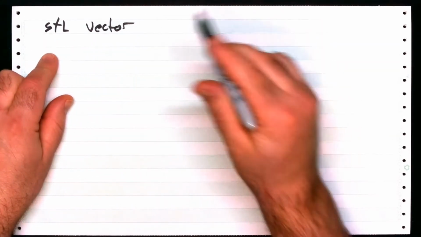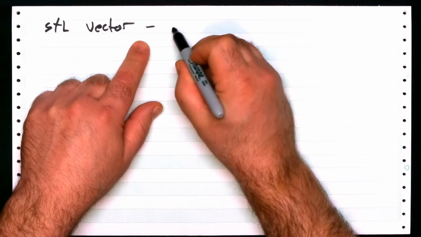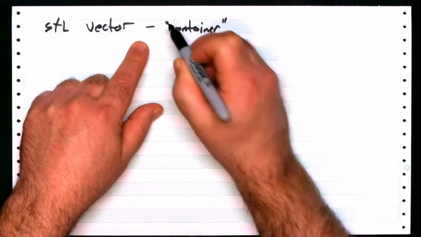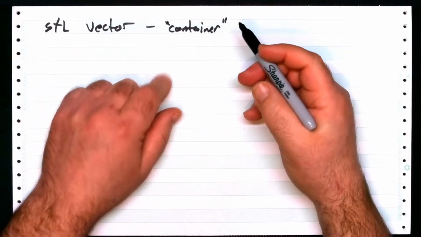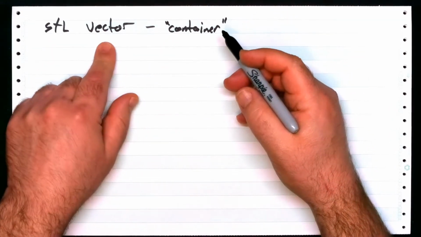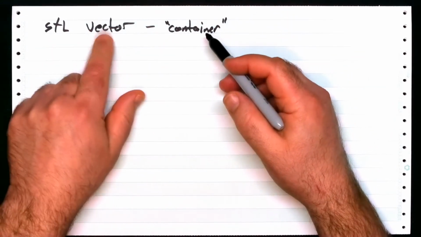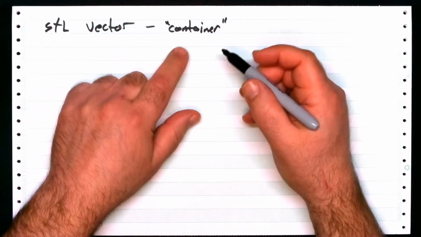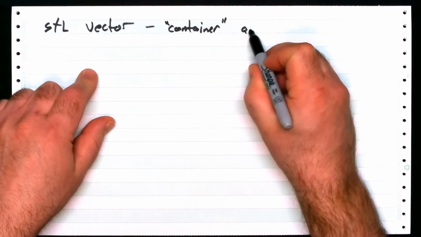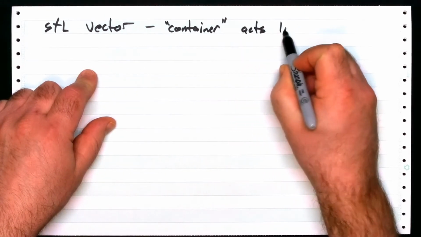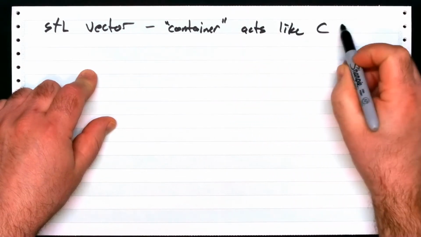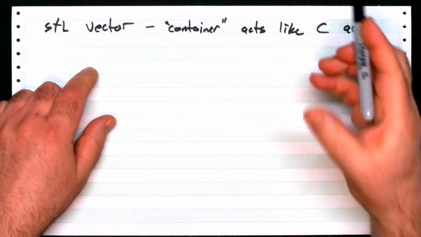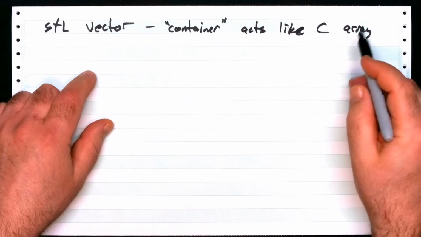So let's start with what is the thing. It is a container, and this word means something very specific in the standard template library. A container template, because they have different kinds of containers. They have lists and vectors, and they have maps and sets and stuff like that. That acts like a C array. Okay. Now, if you wanted something that acts like a C array, just use a C array.